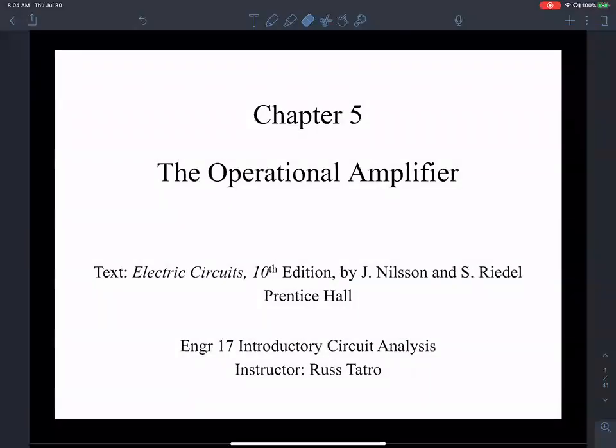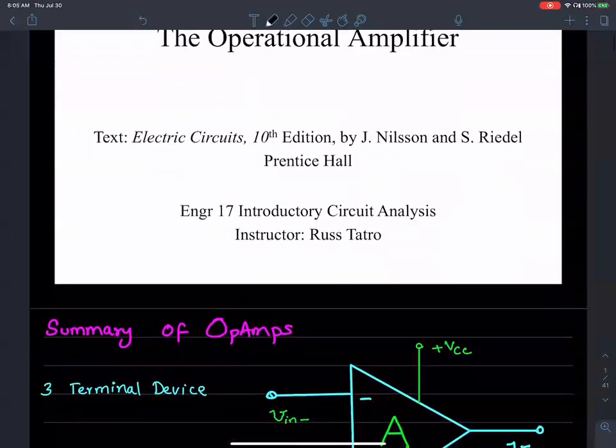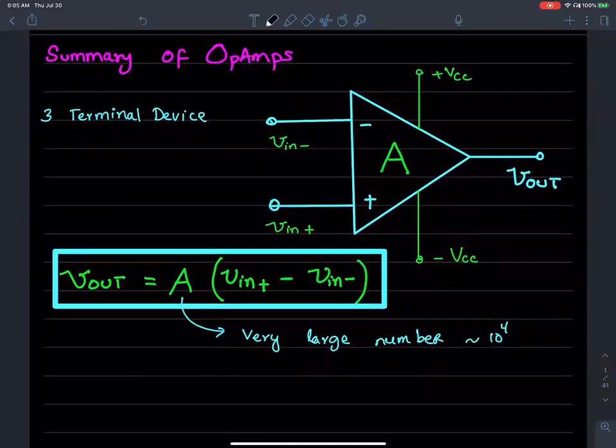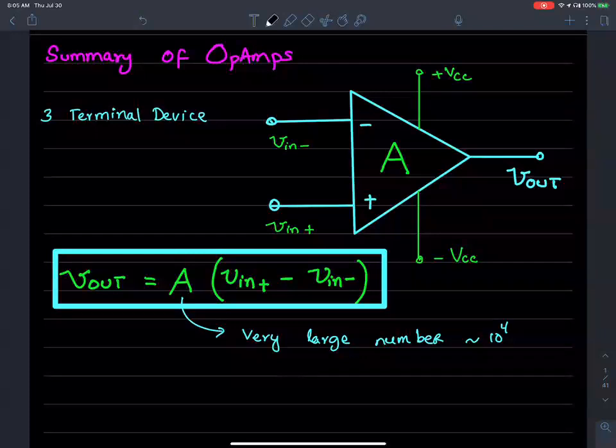All right, this is what we started doing in the last class, operational amplifiers. We started looking at the basics of OpAmp. Even before going into the analysis, I started with the summary, okay? The first thing to remember is that the OpAmp is a 3-terminal device, meaning that there are 2 input terminals and 1 output terminal, okay? And of course, that's not counting the power supplies, plus VCC and negative VCC, okay?